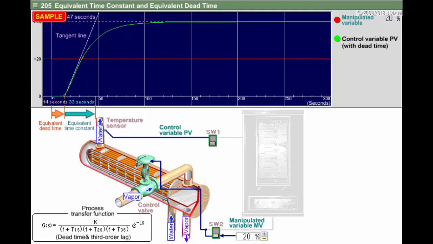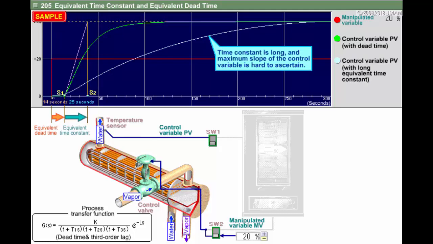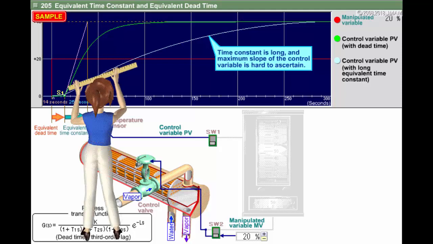The equivalent time constant calculated by drawing a tangent line along the maximum slope direction in the graph is 33 seconds. The result was slightly different, but this method is convenient when the time constant of the process is long, and the maximum slope of the control variable is hard to ascertain from the graph.